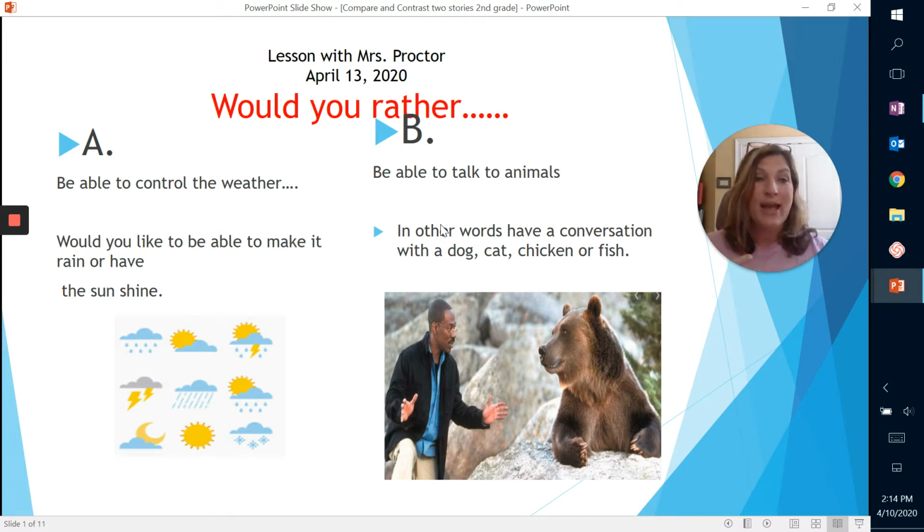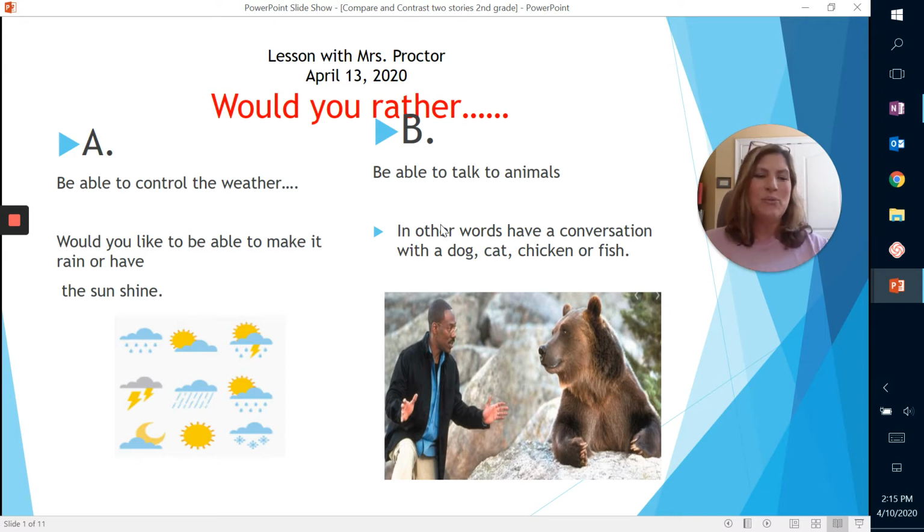Now, here at my house, I have a dog named Shiloh, and he is so funny. And sometimes I really would like for him to be able to talk to me and tell me what he's thinking, because he can be really hyper and run around the house. And then sometimes he can just look at me like, what are you doing, lady?